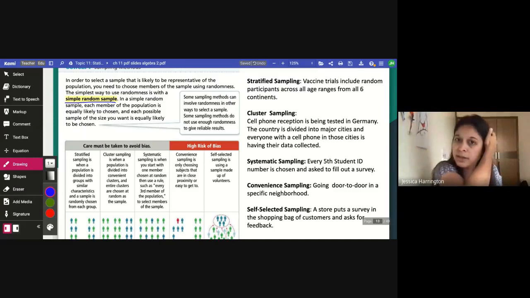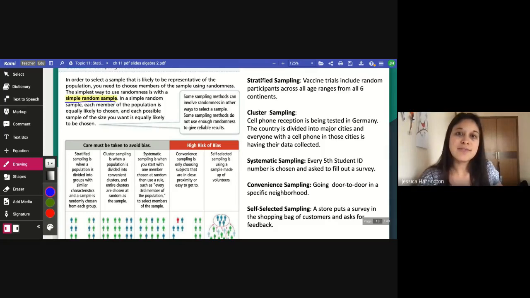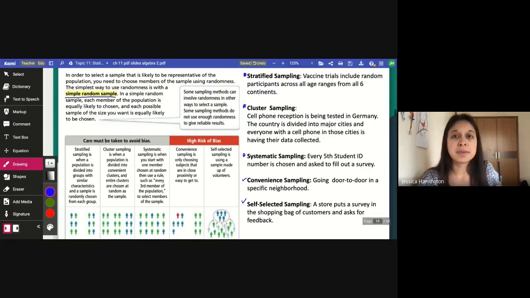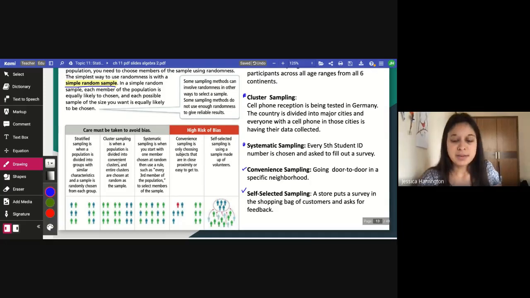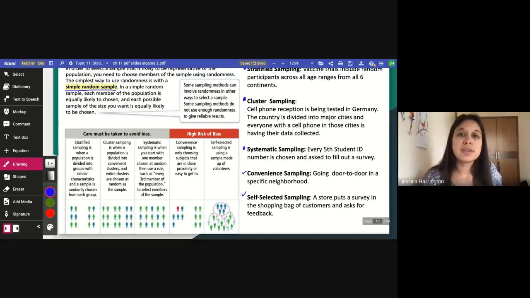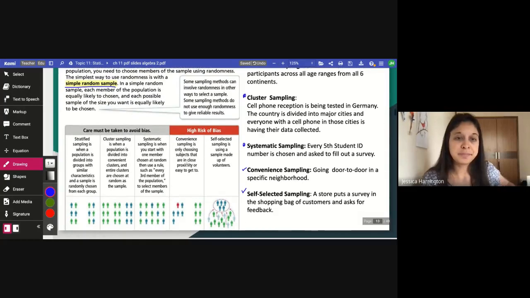And there's different types of sampling that fall in that category. So these first three, stratified, cluster, and systematic, are ways that are more easily adapted to avoid bias. And then you have these two at the bottom, which are sampling methods, but there's a high risk of bias. So let's talk about them. These are the definitions down here in this table, and you can see them on page 560 of your book. And then on the side, I have examples of them. So we're going to talk through them all.